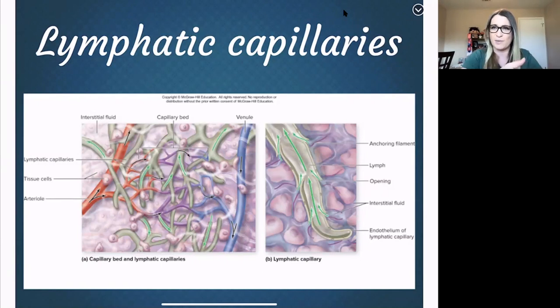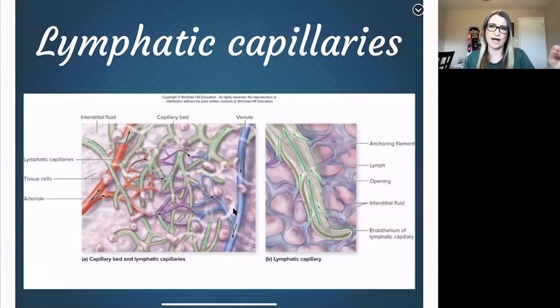If you don't have blood capillaries, you don't need lymphatic capillaries there, because there's no fluid exchange like we see during capillary exchange. So this fluid is going to move from the interstitial space into the lymphatic capillary by passive transport. And this passive transport is ensured by an increase in hydrostatic pressure in the area.